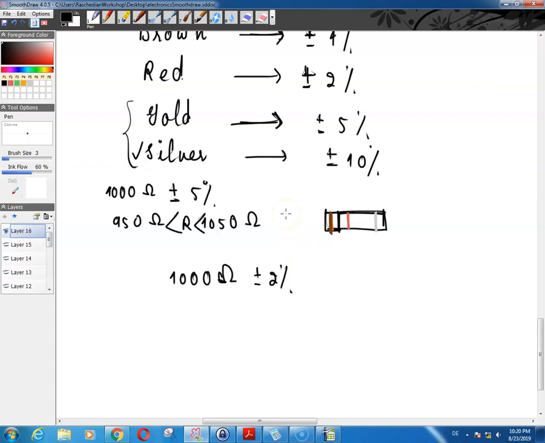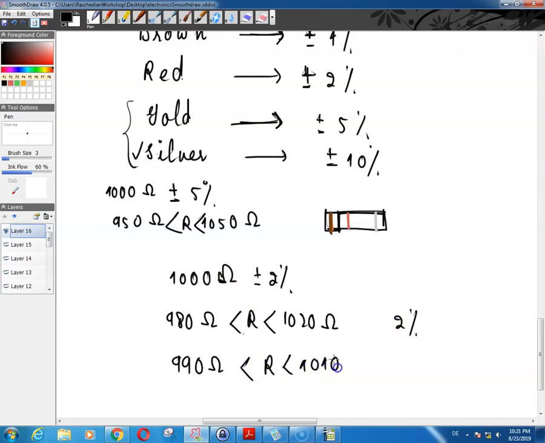2% would be just 1,000 times 2%, which is 20 ohms. So then you would get basically 980 ohms, and the upper limit would be 1,020 ohms. So then your R is somewhere between 980 and 1,020, and 1% would be just 10 ohms. So that would be 990 ohms, and this is in the case of 2%, and that would be, for example, 1,010 ohms. This would be in the case of 1%.